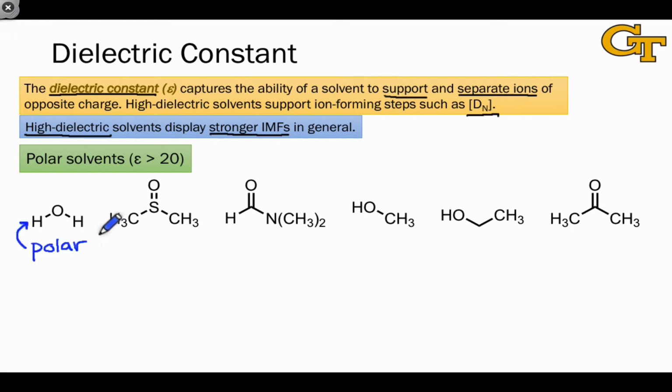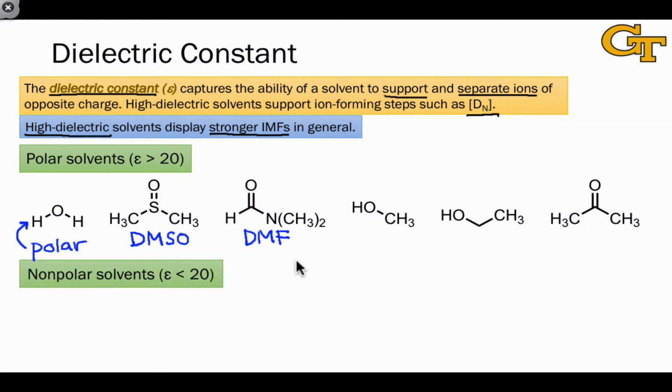Water is, of course, the textbook example. The second molecule is dimethyl sulfoxide, or DMSO. This molecule is dimethylformamide, or DMF. We also have methanol, ethanol, and acetone, which are common polar solvents.